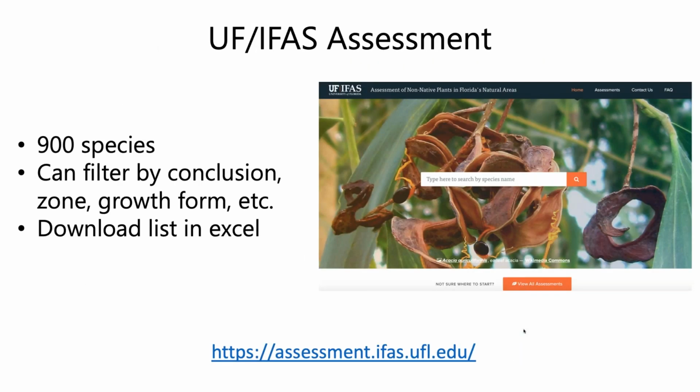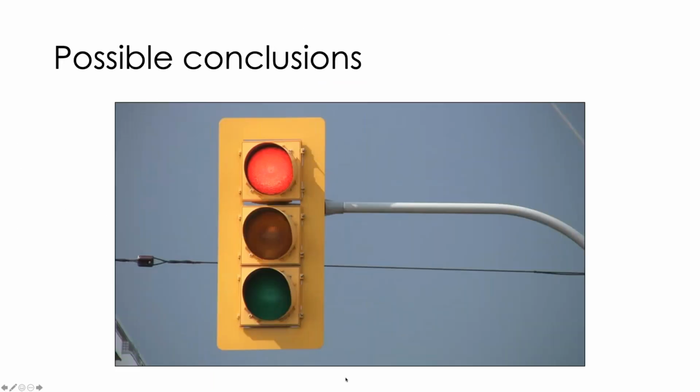We have 900 species. We launched a website, gosh, it's been about 5 or 6 years ago now, where you can filter by conclusion, zone, growth form, and the tool. And these filtered lists can be downloaded into Excel. You can access the website at assessment.ipis.ufl.edu. Here are the possible conclusions.